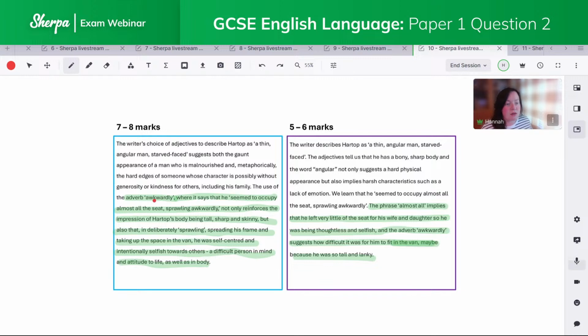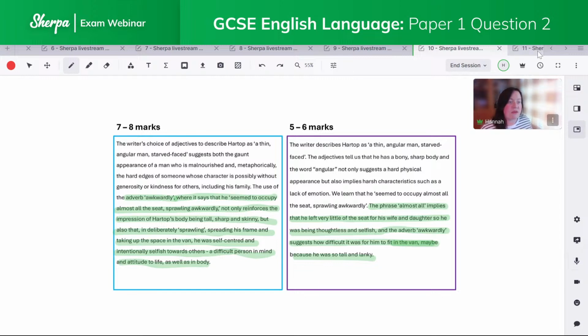So zooming in on "awkwardly", for example, and "sprawling". So it might not seem like a massive difference. I mean, I'd still be very happy with 6 marks out of 8. But if we want those 7 to 8 marks, we need to make sure that we are choosing our words as carefully as we possibly can.